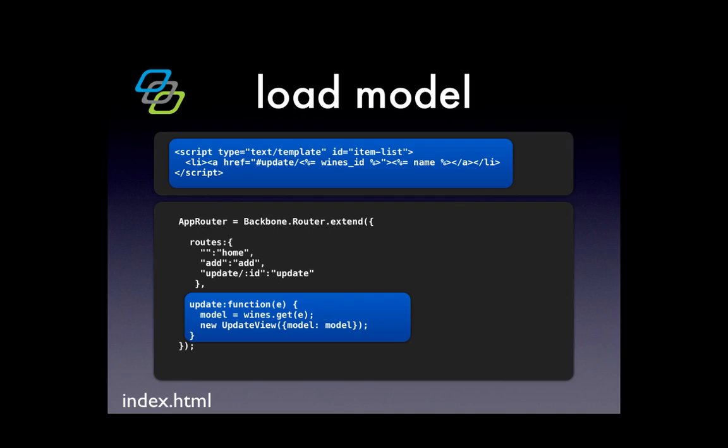Then inside of my app router, I can declare that inside of my update function, when I go to my update route, I want to grab the argument that's passed in, which is e. I say wines.get and I pass in the e. So I'm saying to my collection, go and get me this specific wine and assign it to a value called model. Then I can pass that model into my update view, and that will populate my form field with the actual wine that I just clicked on.